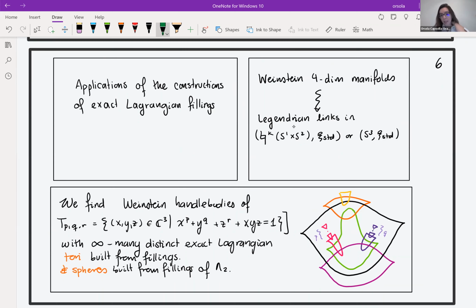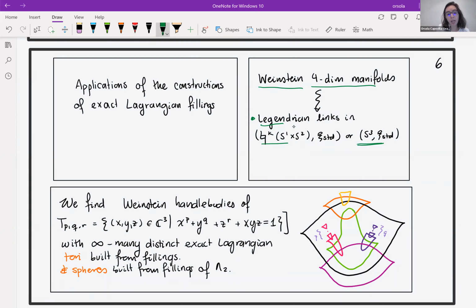Now, you can apply the study of fillings to build closed exact Lagrangian surfaces in the case when you're studying certain symplectic 4 manifolds. You really want to consider Weinstein 4-dimensional manifolds, and these are manifolds with handle bodies that play nicely with the symplectic topology. And so their symplectic topology can actually be encoded with a Kirby diagram given by Legendrian links in one of these 2 contact 3 manifolds. And we're going to concentrate on S3 with the standard contact structure.